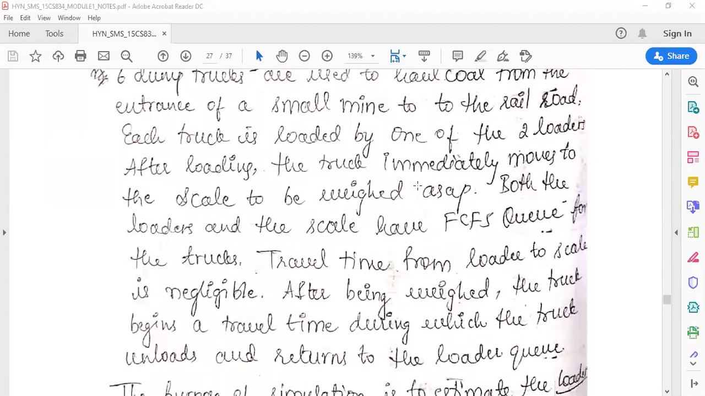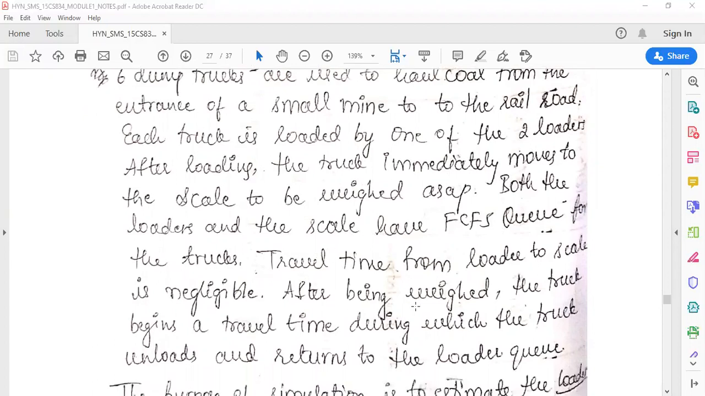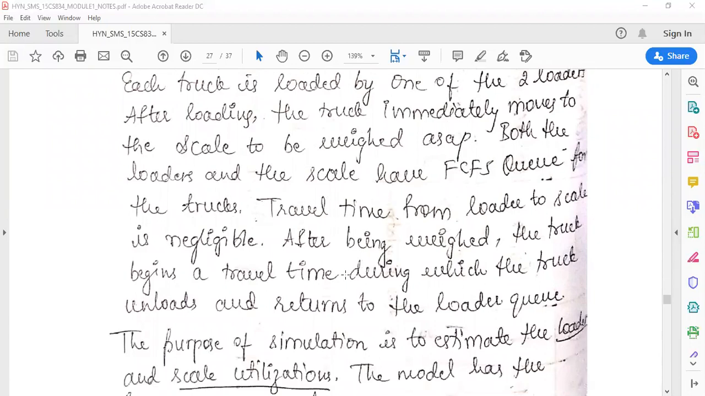The problem statement is like this. 6 dump trucks are used to haul coal from the entrance of a small mine to the railroad. So this dump truck problem is for 6 trucks only. Each truck is loaded by one of the two loaders, which are used to load the coal. After loading, the truck immediately moves to the scale to be weighed as soon as possible. Both the loaders and the scale have an FCFS queue, that is, a FIFO queue. The travel time from the loader to the scale is negligible. After being weighed, the truck begins a travel time during which it unloads and returns back to the loader queue.